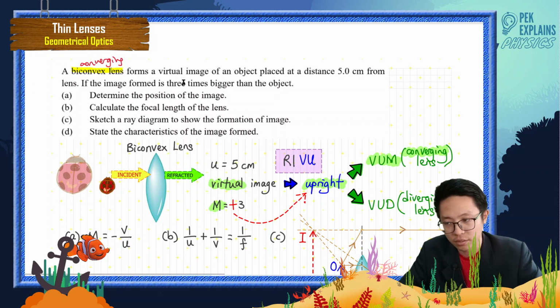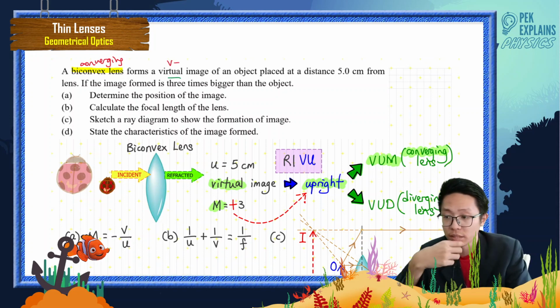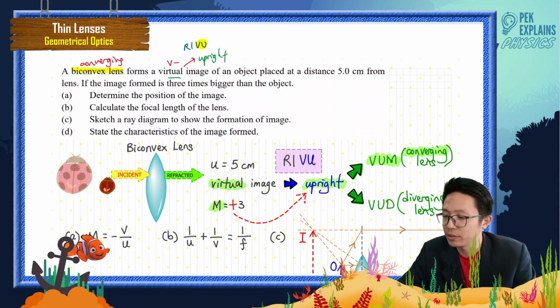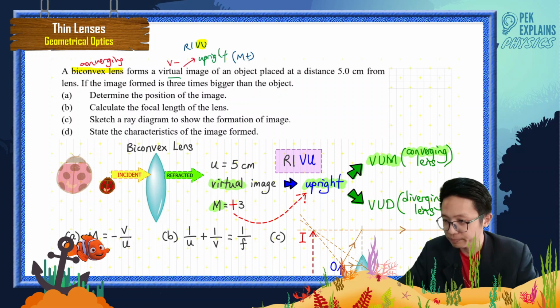It forms a virtual image. Oh, it forms a virtual image. So what can I know from here? Virtual image. First of all, v must be negative. And virtual image, from the review, I know it must be upright. Upright image. So if upright, that means magnification must be positive. Yeah, this is the first thing I know.